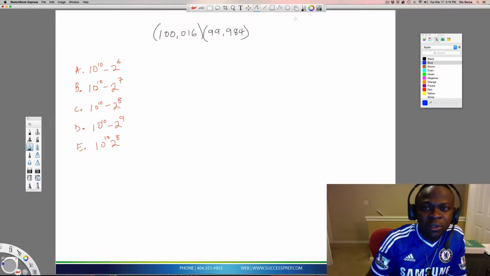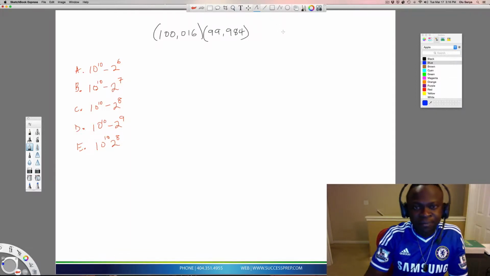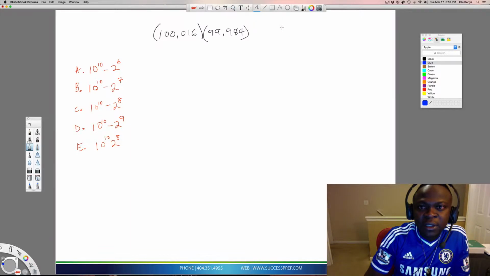So this brings us to a math concept that they're really trying to test here, which is the difference of two squares. So let's think about that. A difference of two squares simply means if I have x squared minus y squared, it breaks up into x plus y and then x minus y.